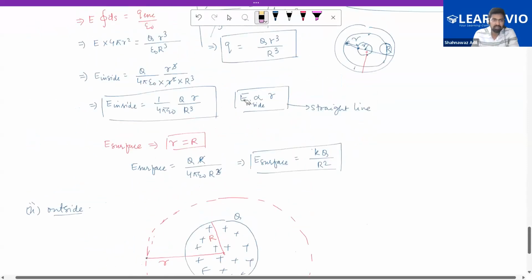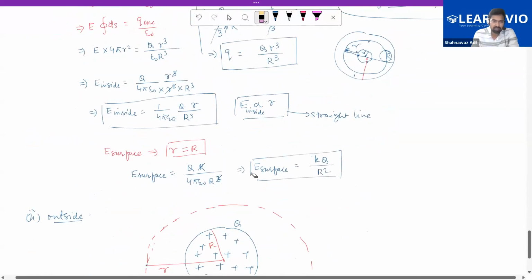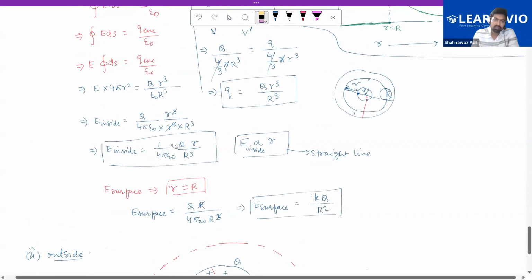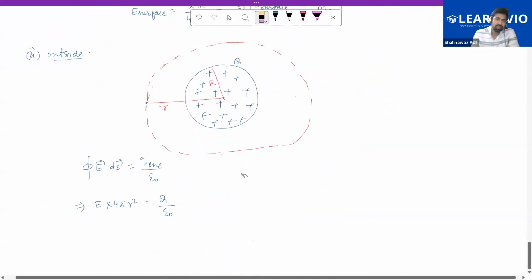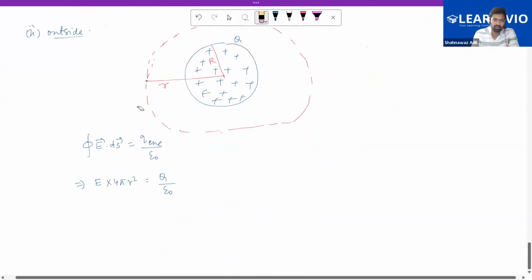We calculated the electric field inside this sphere. That was KQR by R cube, 1 by 4 pi epsilon. So inside this sphere, the electric field was proportional to R. That is the straight line, y equals mx. And then we were calculating the electric field outside of this sphere.